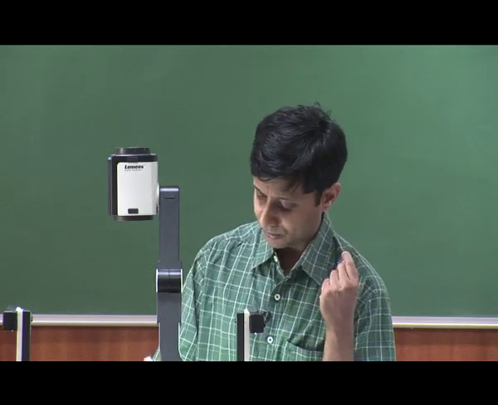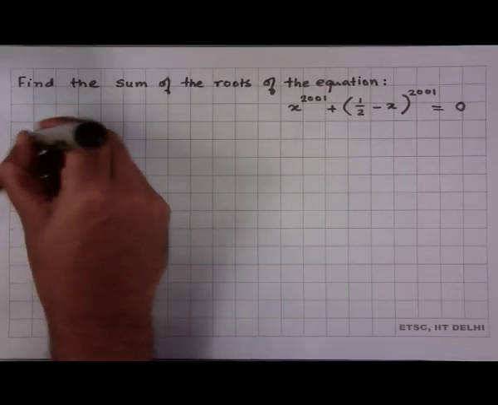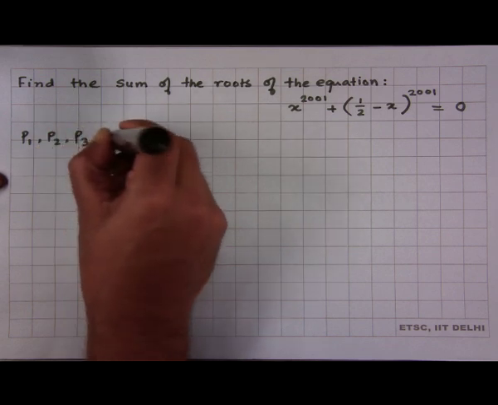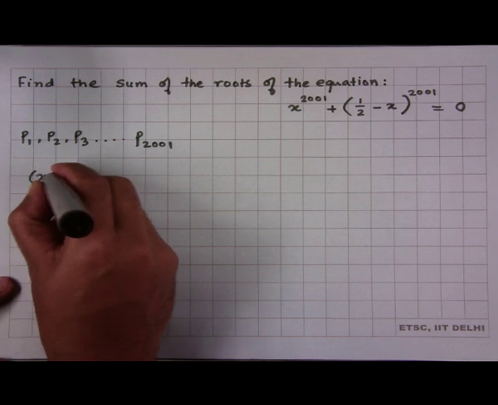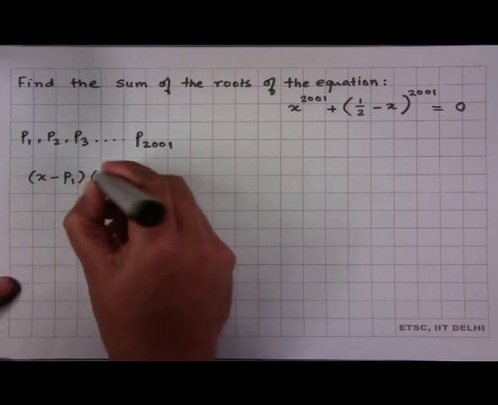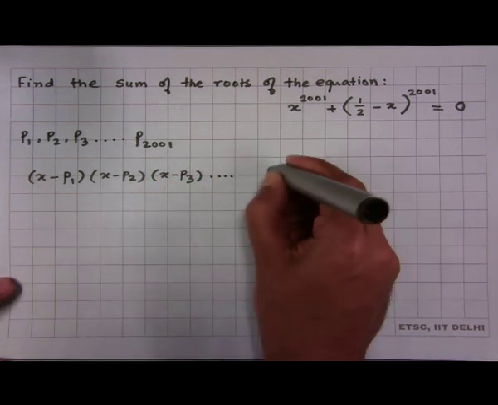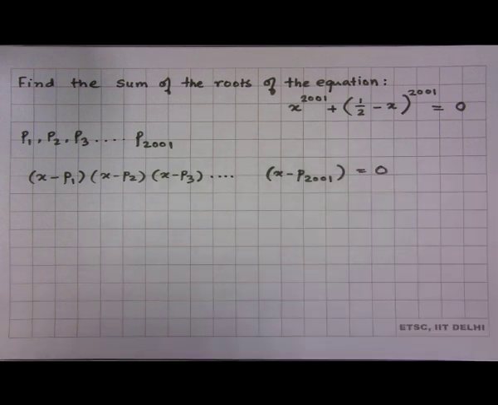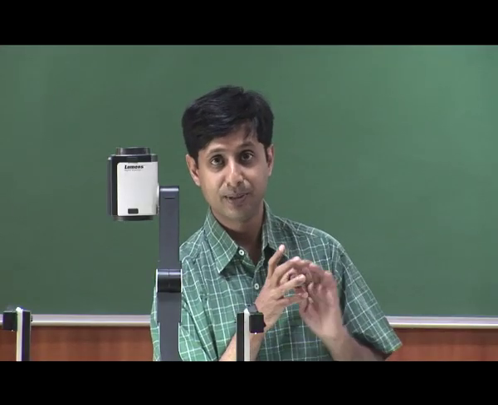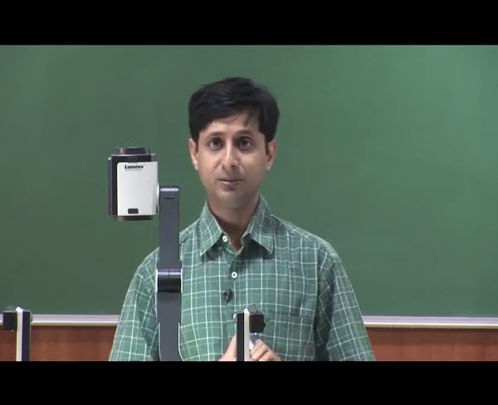Now, imagine all these roots individually. Let us say that these roots are P1, P2, P3, and so on, all the way till P2001. Suppose these are the roots, then this entire expression can possibly be rewritten as (x - P1)(x - P2)(x - P3) all the way till (x - P2001) = 0. Is this reasonable? Maybe, maybe not; we have to check the power of x to the power 2001 in this, but maybe this is reasonable.